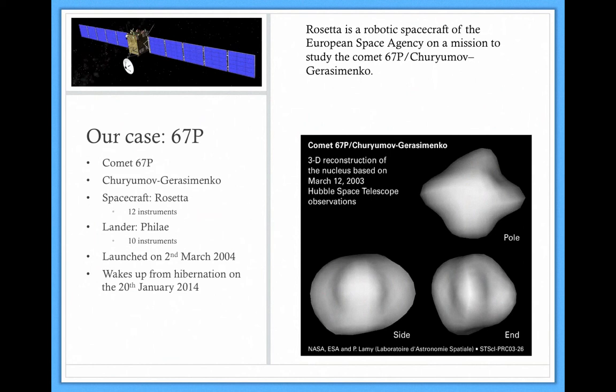The main objective of the Rosetta mission is Comet 67P, also known as Churyumov-Gerasimenko. On the right-hand side you can see some views of 67P. As for the spacecraft at the top, that's Rosetta. Rosetta is a robotic spacecraft which consists of two parts: the spacecraft itself and the lander Philae. Rosetta has 12 instruments and Philae another 10. Rosetta was launched in 2004 and will wake up from hibernation on the 20th of January 2014.